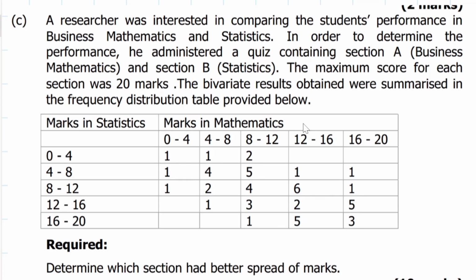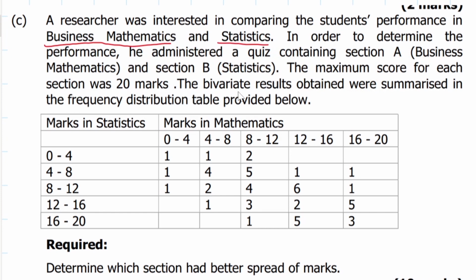It says that a researcher was interested in comparing the students' performance in business mathematics and statistics. Okay, so we have business mathematics here, we have statistics. In order to determine the performance, he administered a quiz containing section A, which is business mathematics, and section B, which is statistics, and the maximum score for each section was 20 marks.